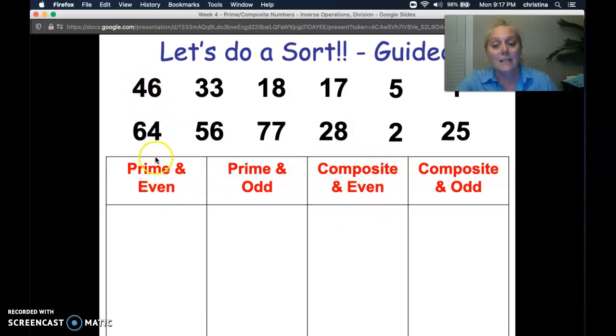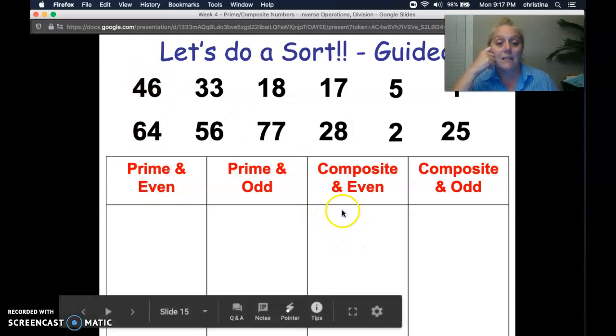Now, if 46 was prime, you could only multiply 1 times 46 to get 46. But 46 is an even number, which means it's going to have a factor of 2, because all even numbers have a factor of 2. So because 46 has a factor of 2, it can't be prime, because in order to be prime, we'd only be able to multiply 1 times 46. So 46 would need to go under composite and even. So we would drag that over there.